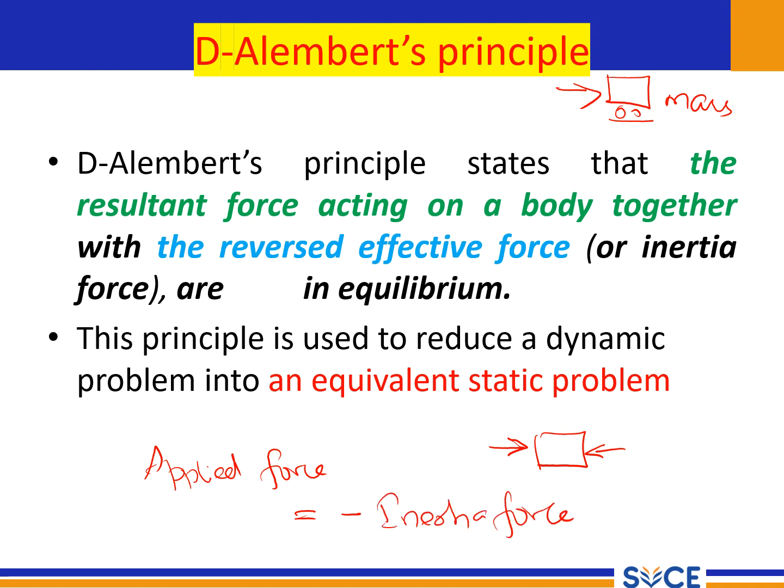This is the beauty of the DLMS principle. It converts a difficult dynamic problem into a simpler equivalent static problem. In machine dynamics, almost all force analysis of reciprocating engines is based on this principle. So I once again conclude in this slide that the DLMS principle states that the resultant force acting on a body together with the reversed effective inertia force, Fi, will be in equilibrium.